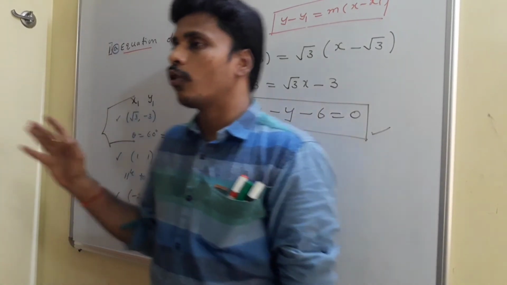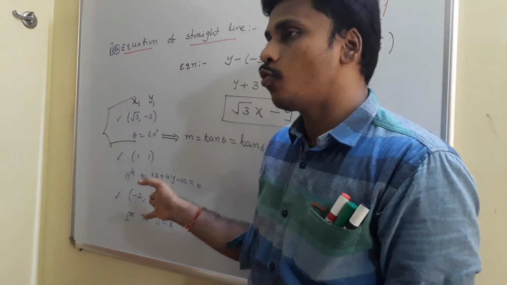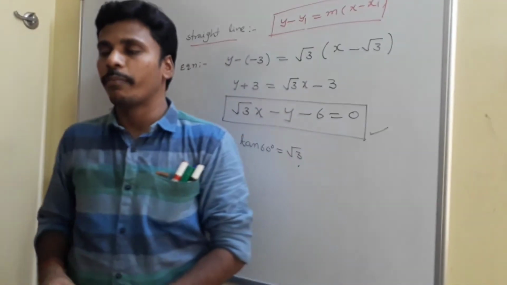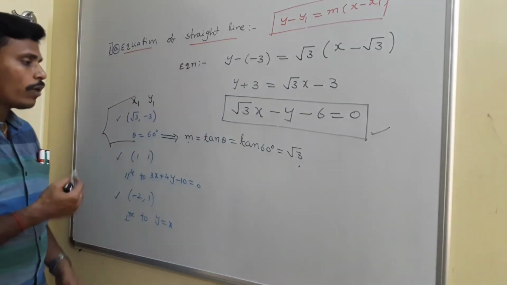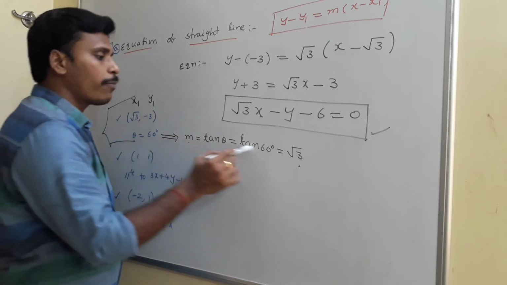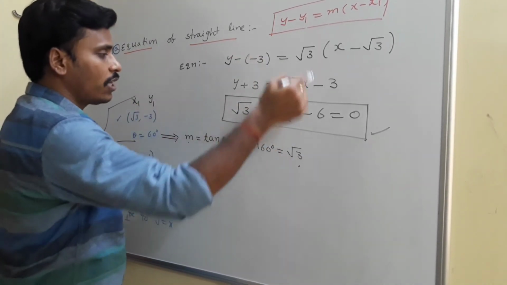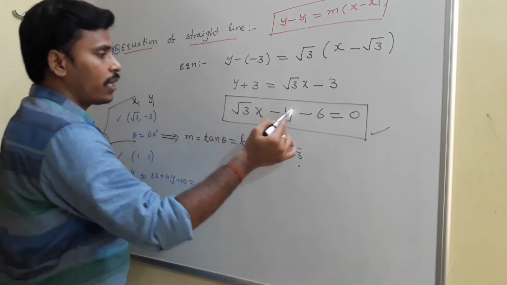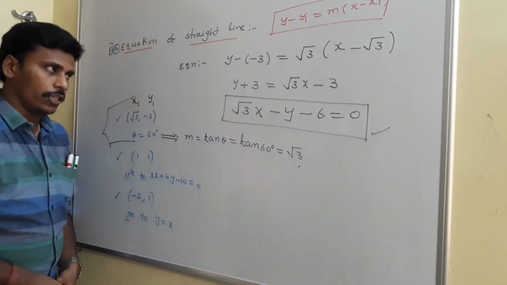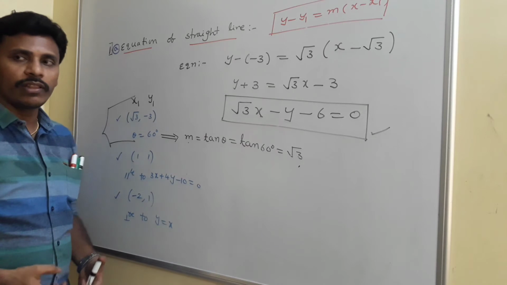See, for all those four problems I mentioned on the board, the point is directly appearing here, and for the slope you need to analyze. For the slope here I am using tan theta. After having the slope and the point, I found the equation as root 3x minus y minus 6 is equal to 0, right? Can I move on to the next example?